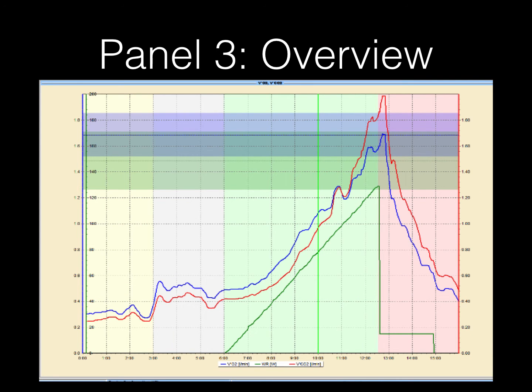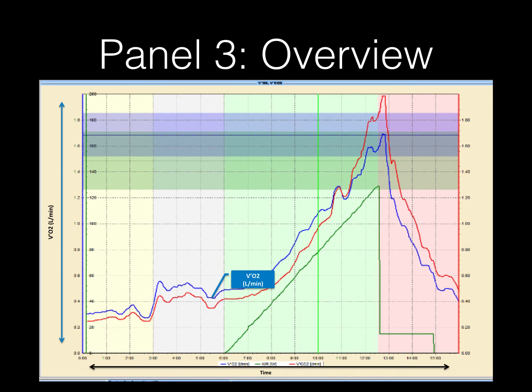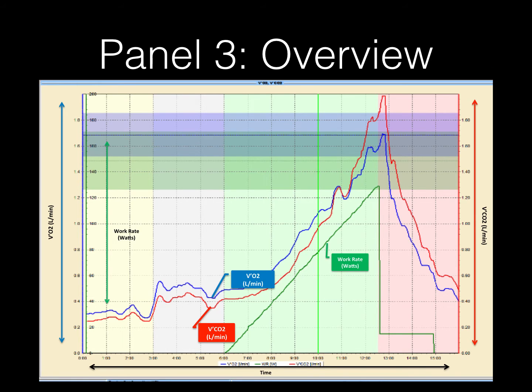Here we're looking at plot 3, panel 3, which is one of the classic plots. On the x-axis we have time as the test progresses. In blue we have the VO2 and in red the VCO2 in litres per minute. The work rate here is represented in green, in watts. There are various phases of the test: rest 3 minutes, unloaded 3 minutes, then loaded when the work rate increases until the subject can go no more, and then we move into the recovery phase, the last phase.